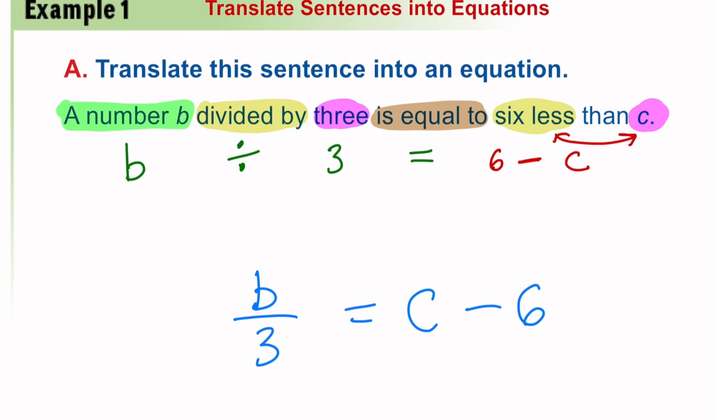And this, you only gotta think about that when it says less than. If it doesn't say less than, then you don't gotta consider too much the order. And that's it for this one.